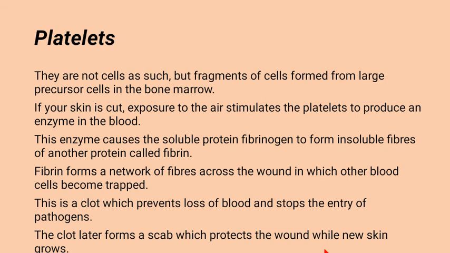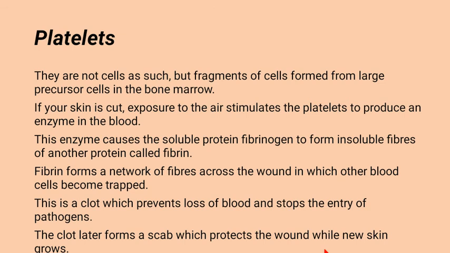Platelets are the third type of blood cells, but they are usually not true blood cells. Actually, they are formed from precursor cells in the bone marrow. They help in blood clotting. Like if our skin is cut, exposure to the air stimulates platelets to produce an enzyme called thrombokinase. Platelets are also called thrombocytes. This enzyme converts fibrinogen, which is a soluble protein, into insoluble fibers of fibrin. Fibrin is also a protein.